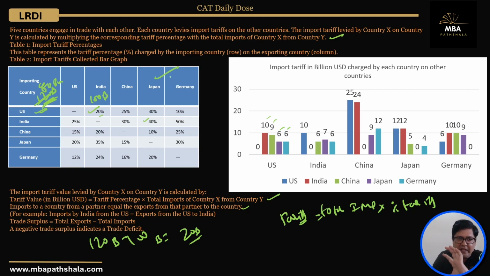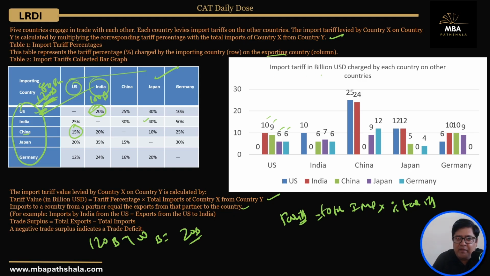This is percentage tariff collected. Table 1 represents tariff percentage charged by the importing country. These are importing countries, and these are exporting countries. So India is sending goods to US and US is charging 20%. US is sending goods to China and China is charging 15%. This basic understanding is needed at the start.